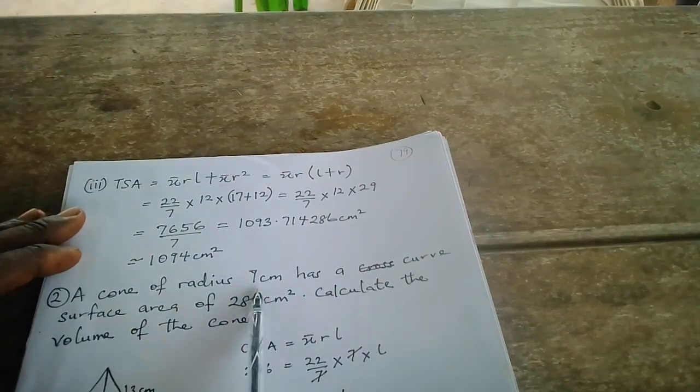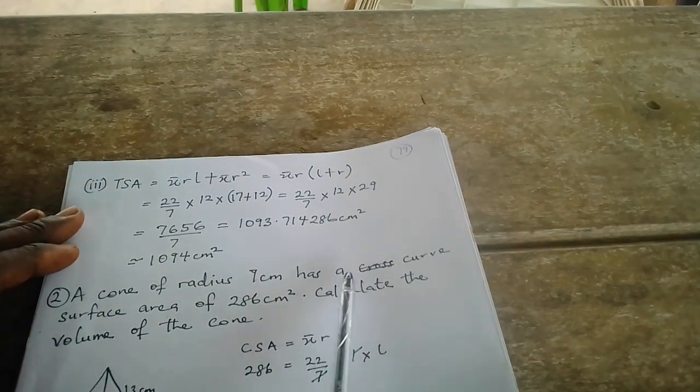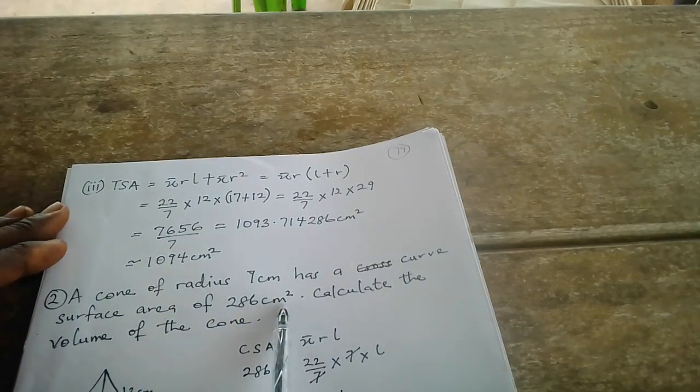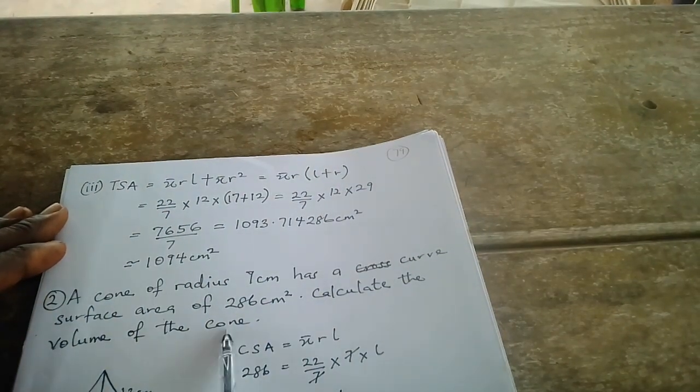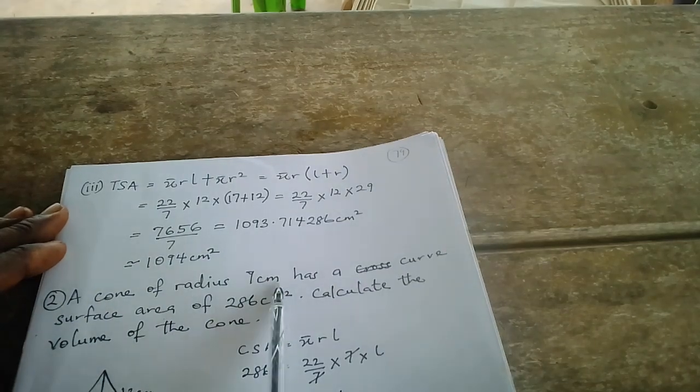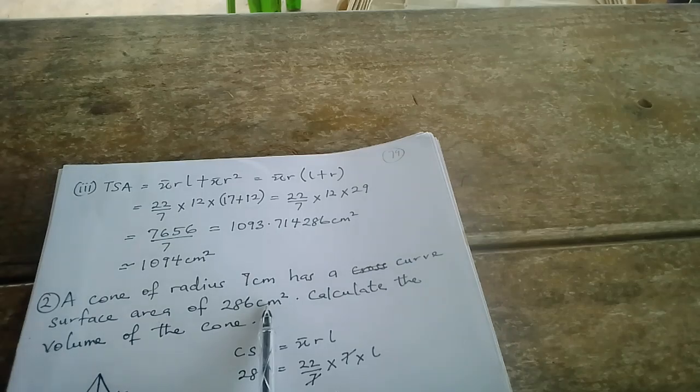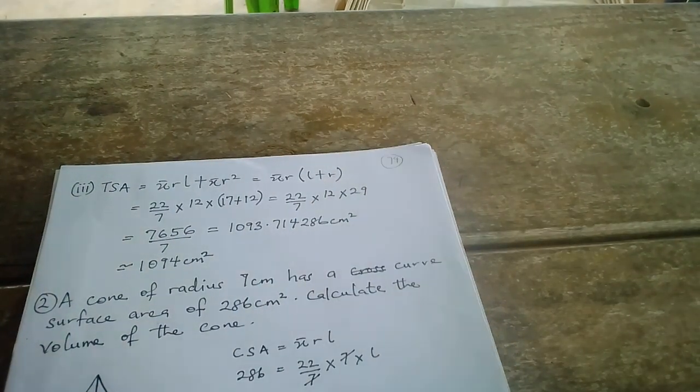A cone of radius 7 cm has a curved surface area of 286 centimeters square. Calculate the volume of the cone.